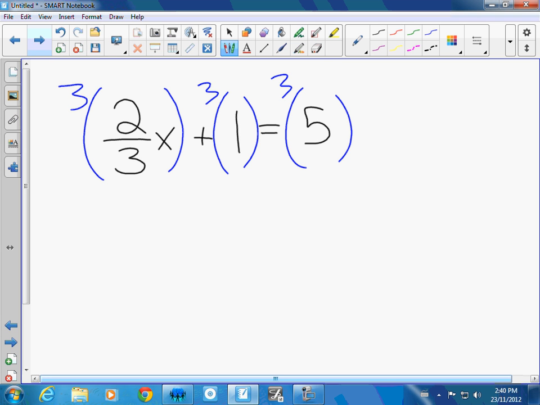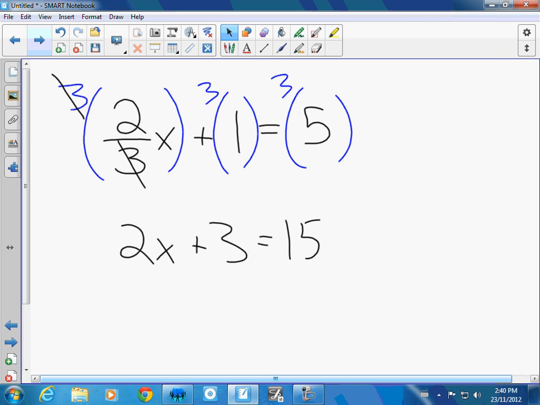So let's see what we get. Two ways to think about this. You could look at it as 3 times 2, which is divided by 3, which is 2. Or could you just cancel the 3's out? Okay, if you cancel the 3's out, what are you left with? 2x plus 3 equals 15. Okay, so what we've done is that 2/3 x plus 1 equals 5, and 2x plus 3 equals 15.